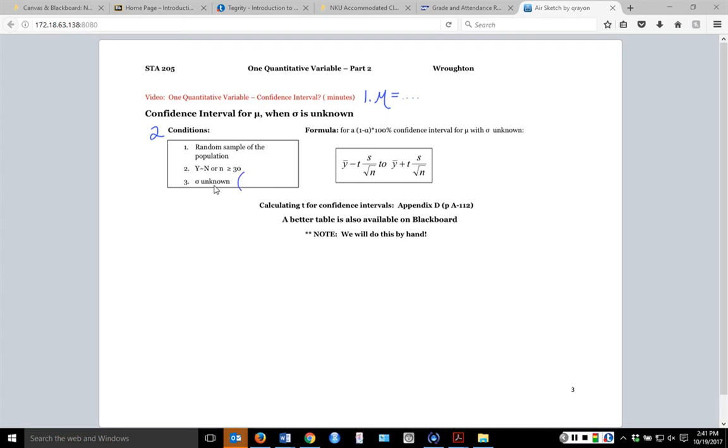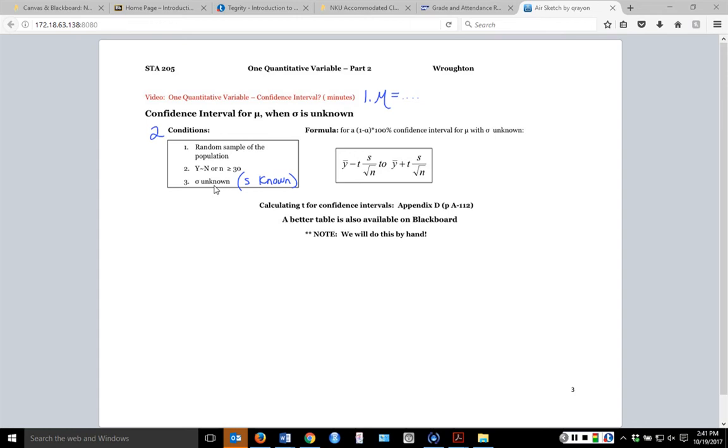But also what I want to remind you is the population standard deviation will be unknown, but S, the sample standard deviation, actually will be known. So I will still have a standard deviation, it's just now for the sample instead of for the population.